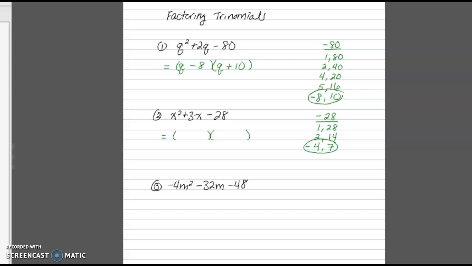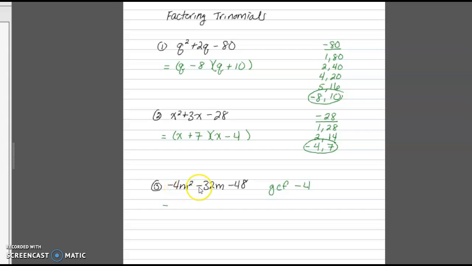The variable here is x, so x goes in the first position of each binomial. And I'm using the two numbers negative 4 and positive 7. Again, it doesn't matter. I'm putting the positive 7 first and the negative 4 second. As long as you have the correct sign with the number, it doesn't matter which set of parentheses you put it in.